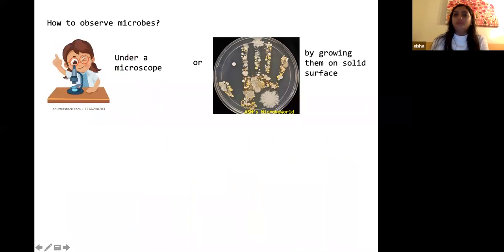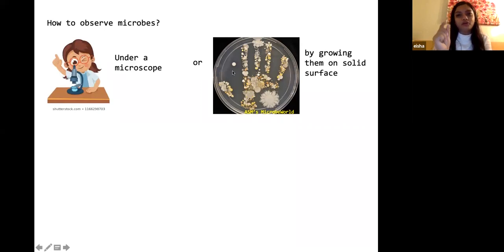In a microbiology lab or research centers, they are usually observed under a microscope, or they are grown as communities. And these communities are called colonies. I'm going to refer to this colony elsewhere when I talk about one of the practical tasks that you can do in schools. So please remember, what is a colony? A colony is a community of microbes.